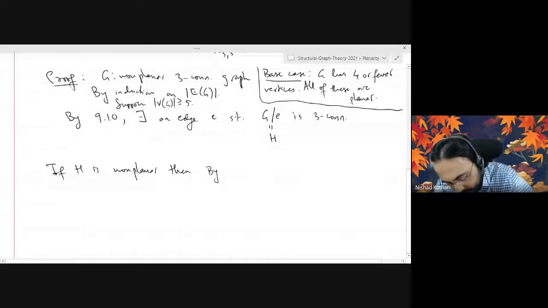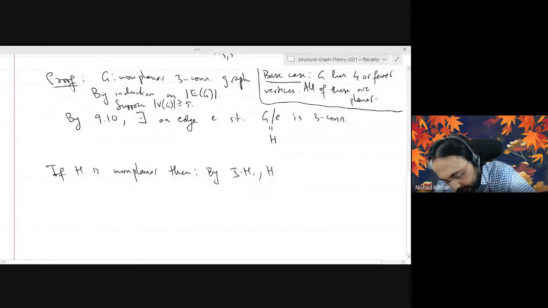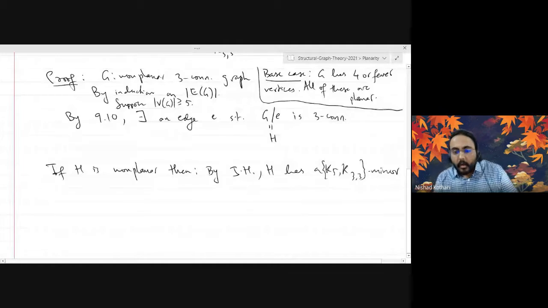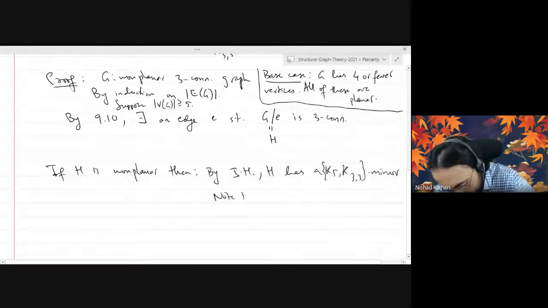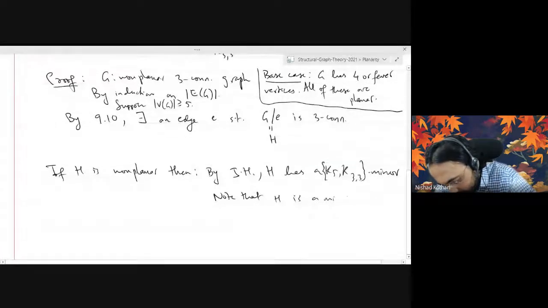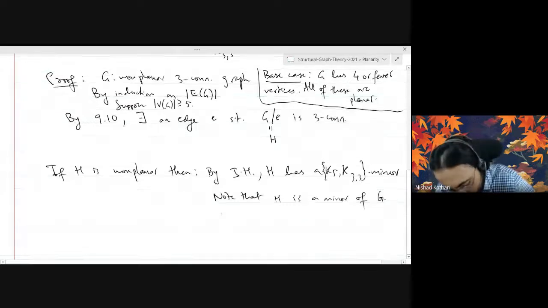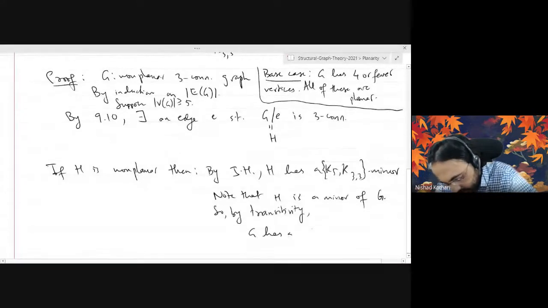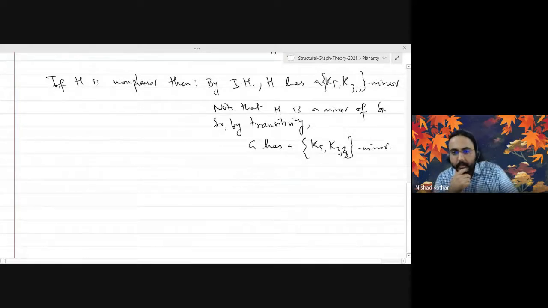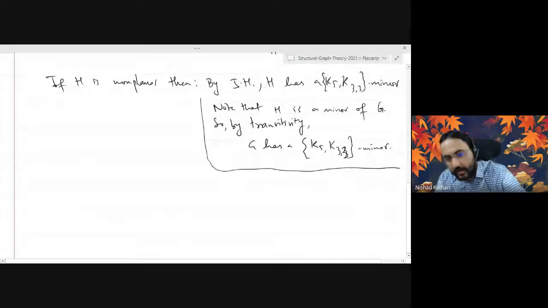Why? Because by the induction hypothesis, H has a K5 or K33 minor. Note that H is a minor of G because we just contracted one edge, so definitely it is a minor of G. And so by the transitivity property that we discussed yesterday, K5 or K33 is a minor of G. Right? So by transitivity, G has a K5 or K33 minor. Okay, so that is easy. If the graph H is non-planar, then we are just done.